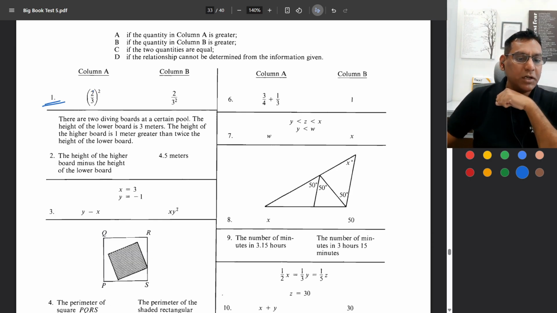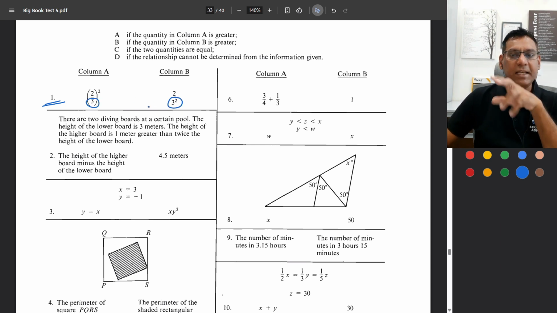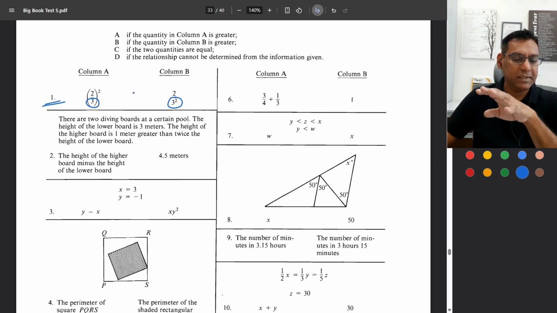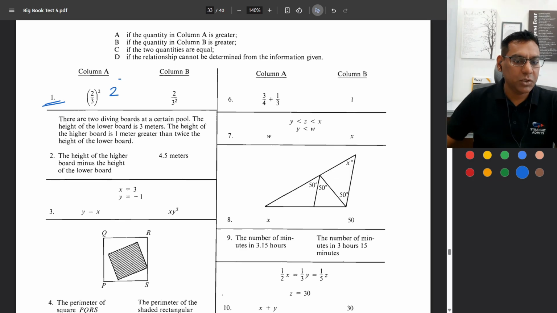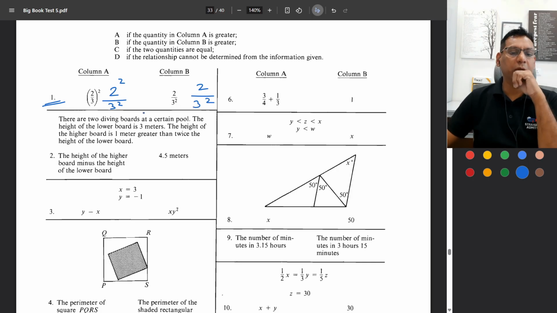The first question, 2 by 3 raised to 2, 2 by 3 square. Okay, so I see that this 3 square term is the same at the bottom, that's in the denominator. So it's easier for me to keep the same denominator. Let me just expand this. So this is going to be 2 square by 3 square. And this is just going to be 2 by 3 square.